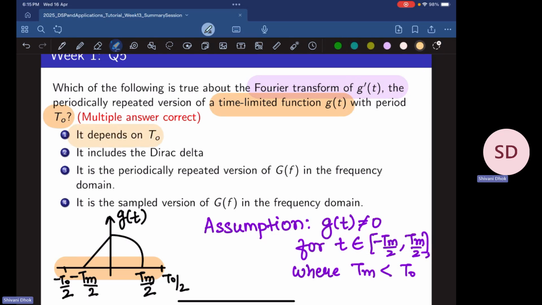So it depends on t naught, it includes the Dirac delta function, and it is the sampled version of g of f in the frequency domain. Okay, is it clear? Any questions? So this is the answer that we have. This was a multiple answer correct question, and this is what we get.